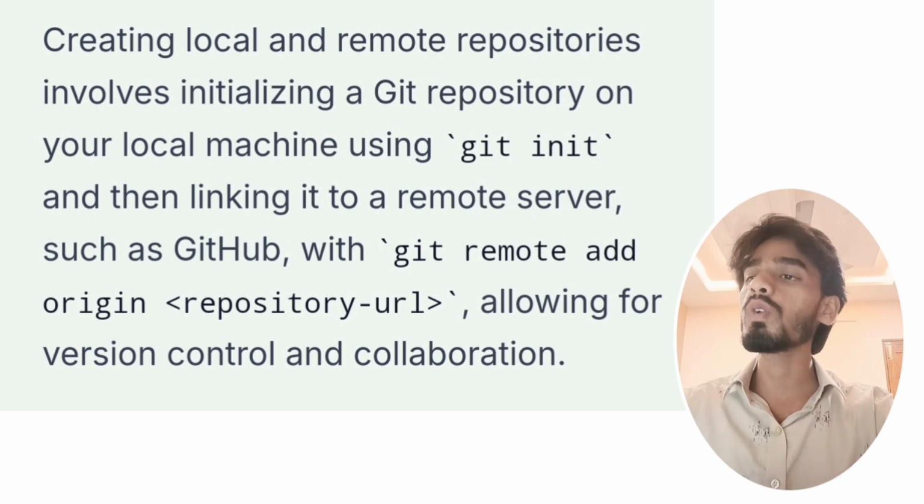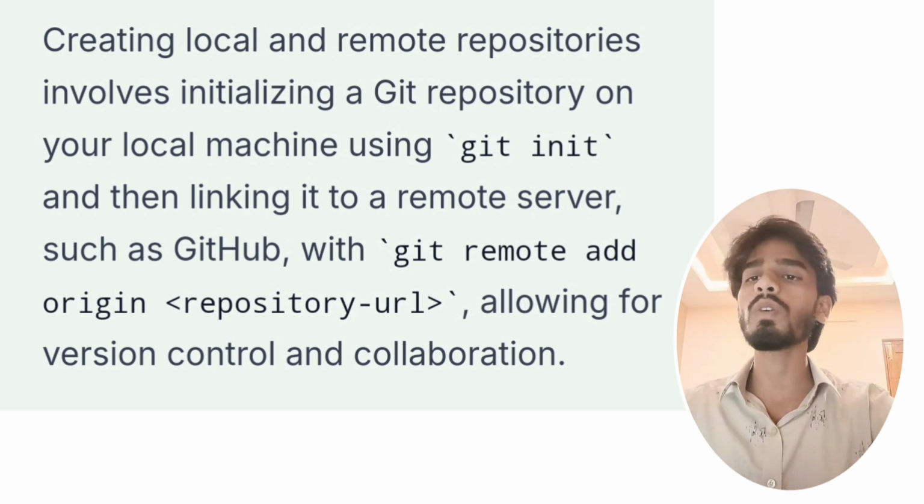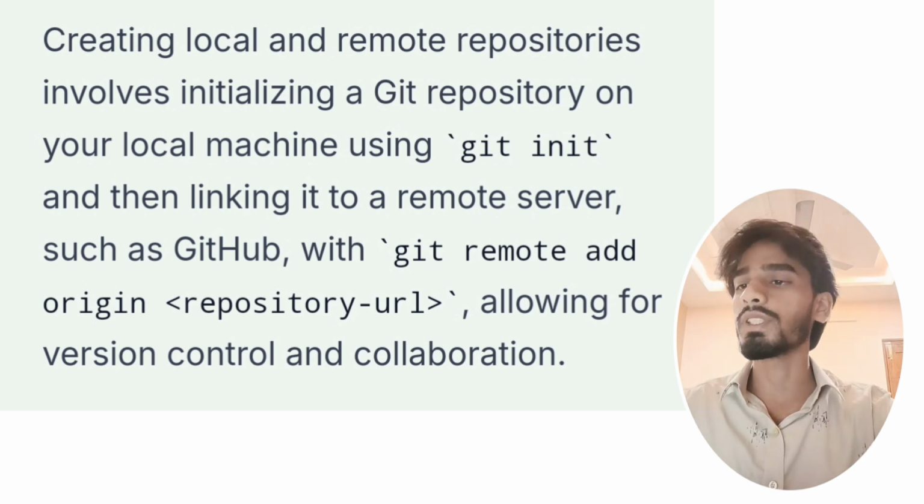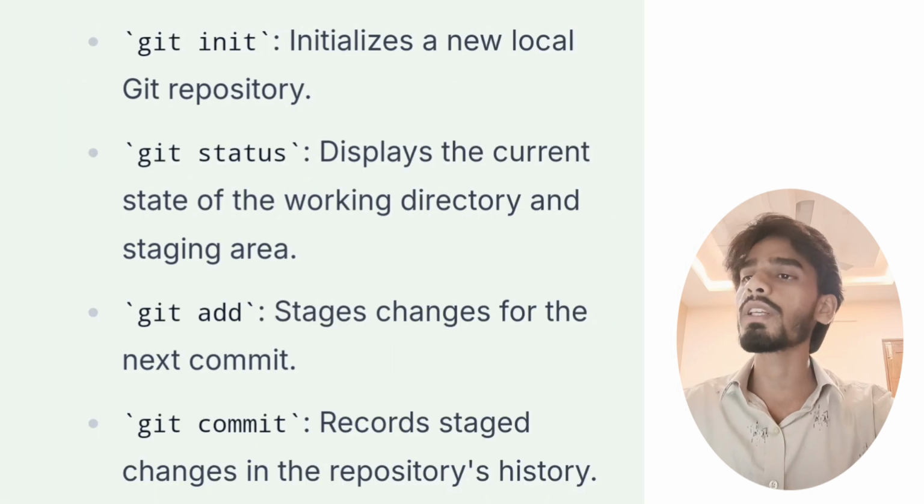Now let us see how we create local and remote repositories in GitHub. Creating local and remote repositories involves initializing a Git repository on your local machine using git init and then linking it to a remote server such as GitHub with git remote add origin repository URL, allowing for version control and collaboration.